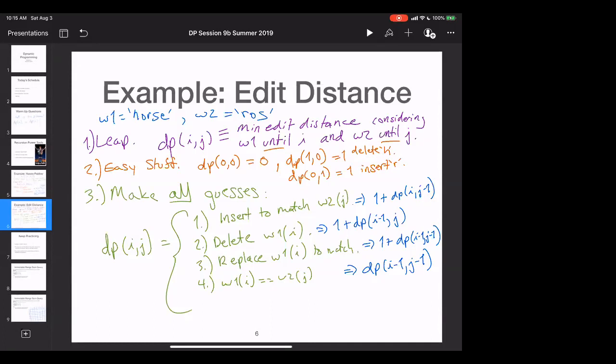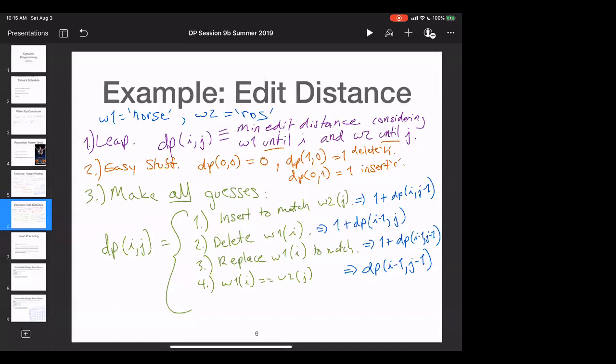Okay, and what if there's just 1 character in W1? Well, you can only delete it. And if there's only 1 character in W2, okay, well, you have to insert something into W1 to get it. And there might be other base cases in this one. Easy stuff. And in this case, there was a lot of easy stuff to grab, and we recognized the pattern right away.